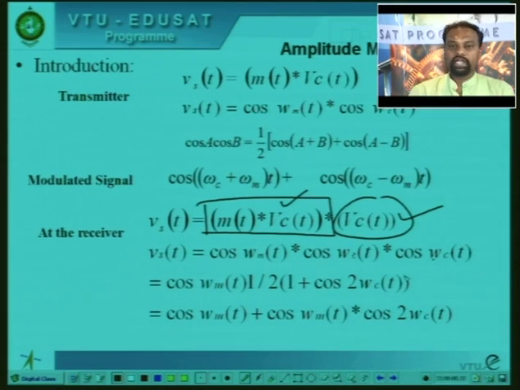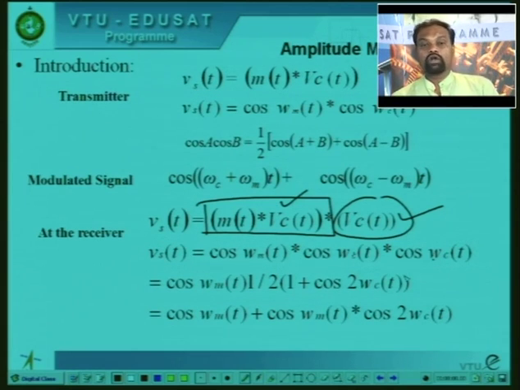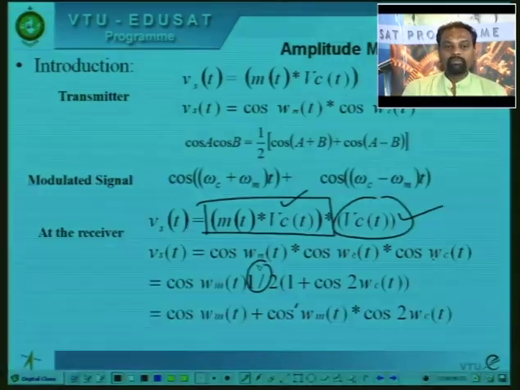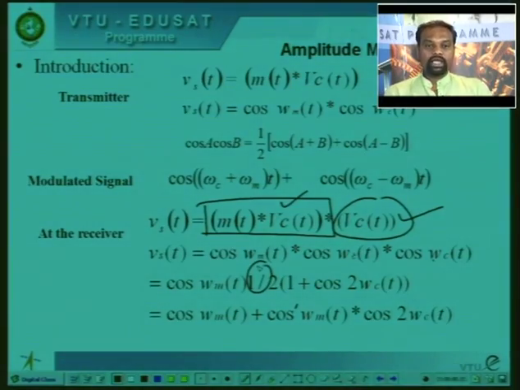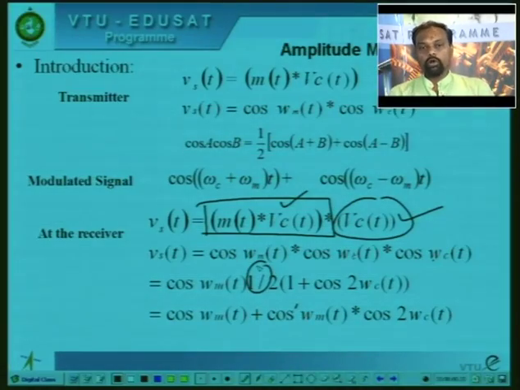Again, it's a trigonometric identity that we use there. Cos of omega ct into cos of omega ct is cos square omega ct. Cos square omega ct is going to be 1 plus cos of 2 omega ct by 2. So that's what we have done here. Now if you further expand this, neglecting the 1 by 2 ratio, it is cos of omega mt plus cos of omega mt into cos of 2 omega ct.